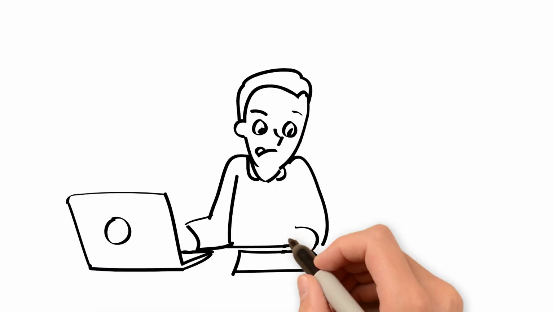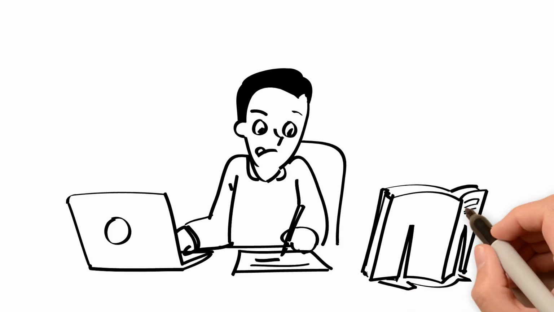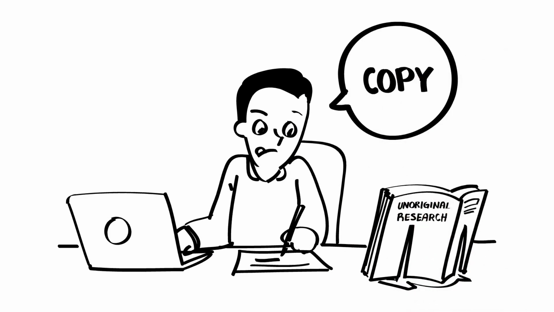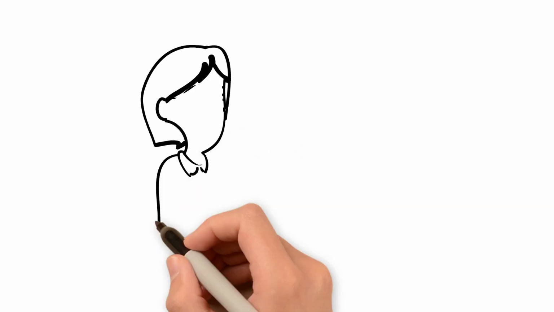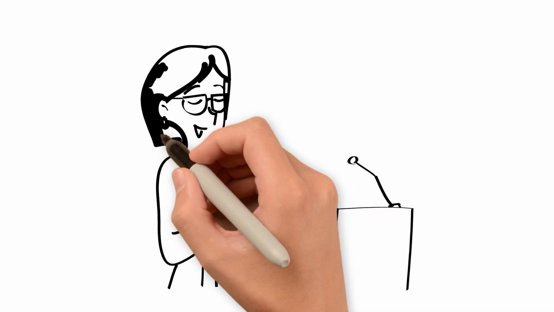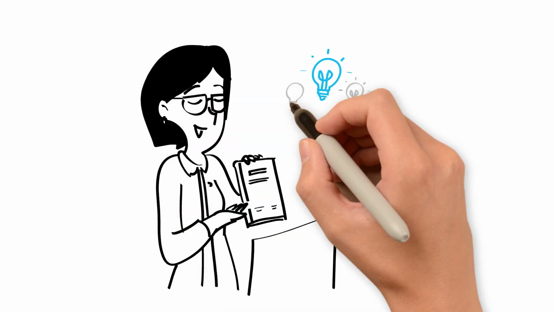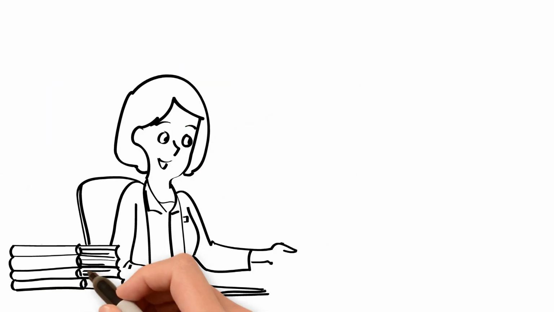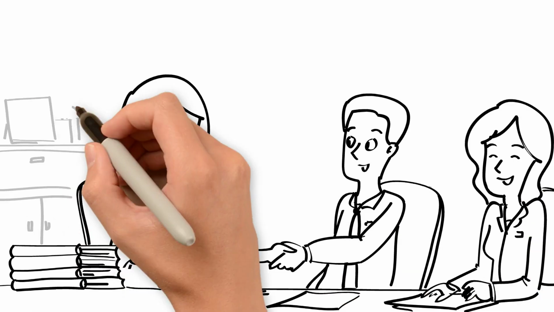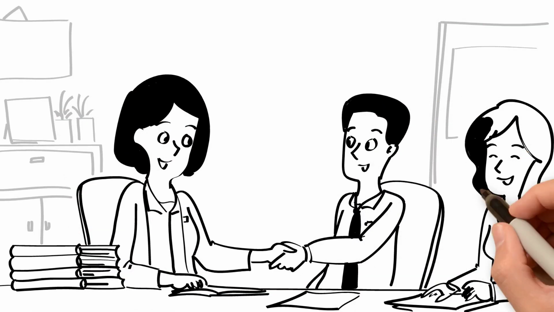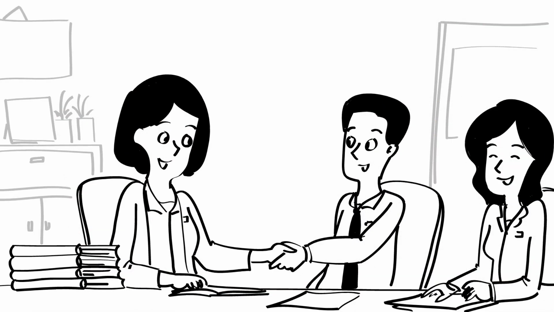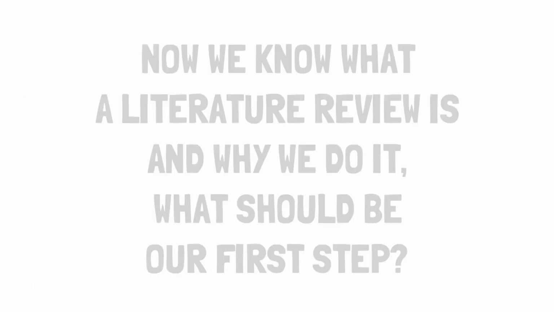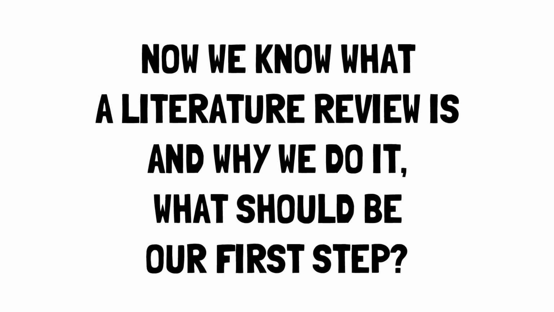Remember, there is no point in simply repeating what others have already done unless you are setting out to verify what they did. For doctoral degrees, you are required to contribute new knowledge, so you must be able to justify that your research is filling a specific gap. For research done by practitioners, your literature review will help you focus your field research. There's no point in asking people questions you already know the answer to. So now we know what a literature review is and why we do it. What should be our first step?